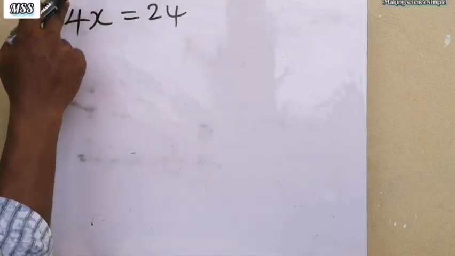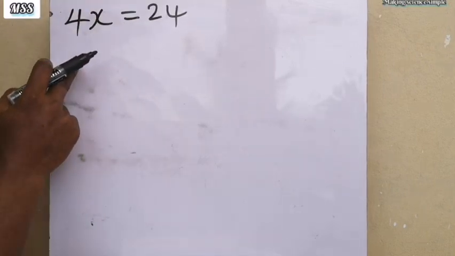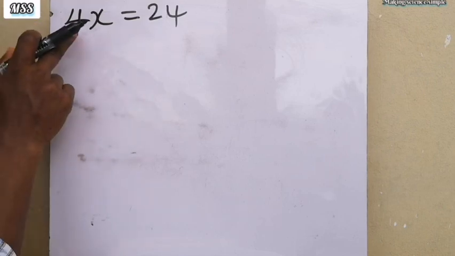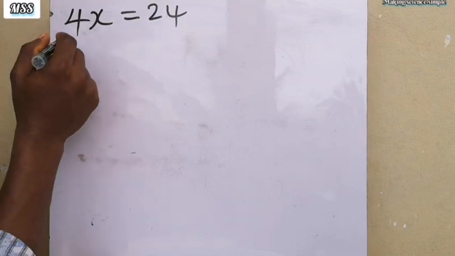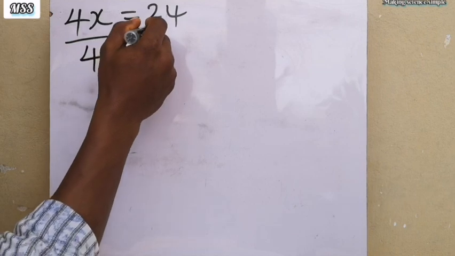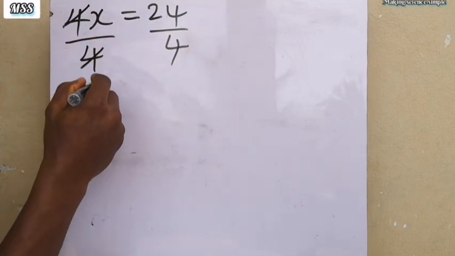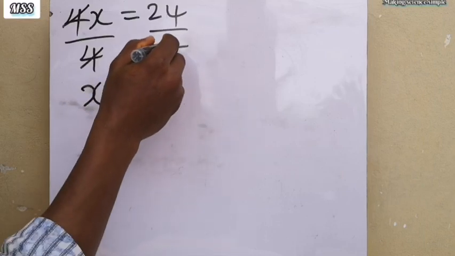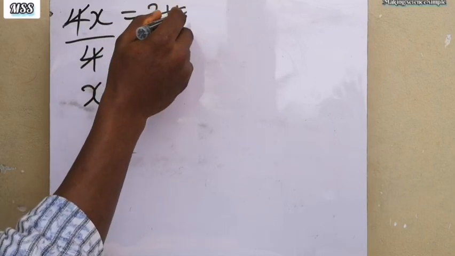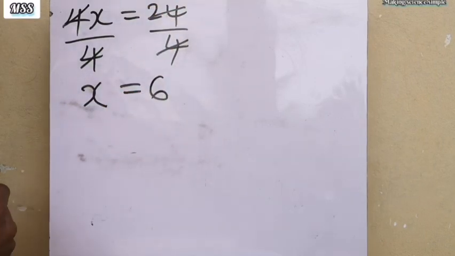Now 4 is disturbing x by multiplication. It means that we'll remove 4 by division. So we'll divide here by 4, equally divide here by 4. So removing it here, we'll have x is equal to 24 divided by 4, which is 6. So x is 6.